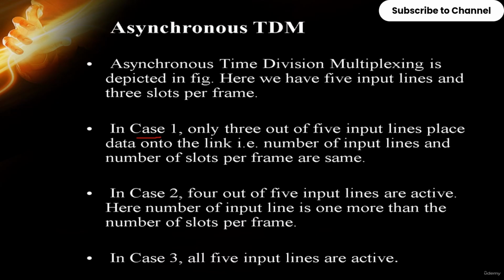The first case, with the sender, according to the previous example, is five devices, so five input lines placed on the data link. That is, the number of input lines and the number of slots per frame are the same: both five input lines and five slots. In the next case, 4 out of 5 input lines are active. Here the number of input lines is one more than the number of slots per frame. Finally, all 5 input lines are active.